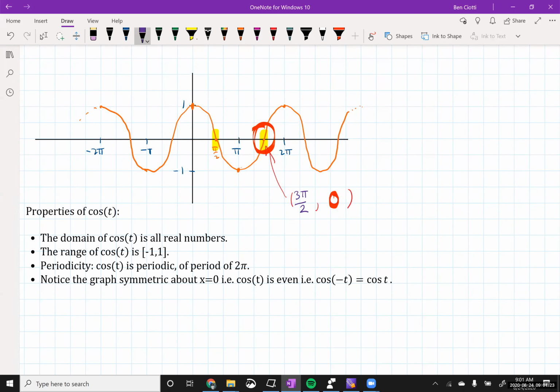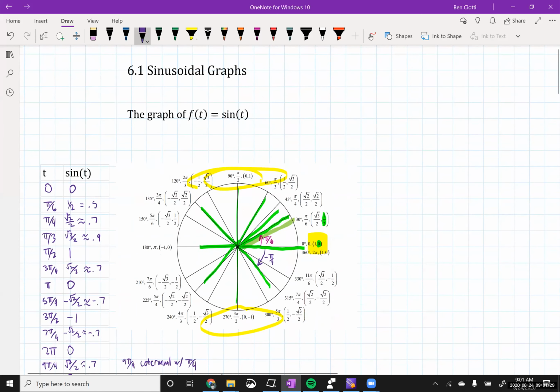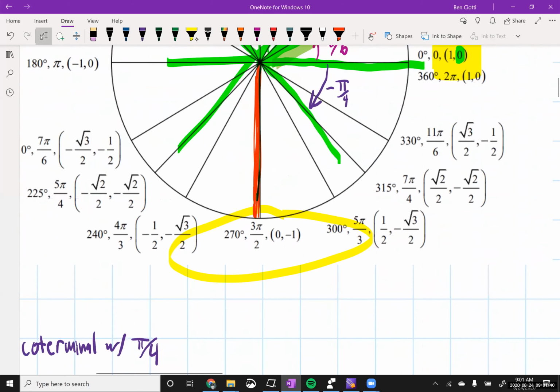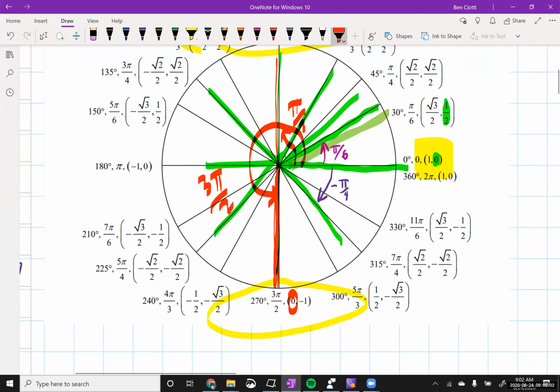That would be, if we go up to the unit circle for a moment, at 3 pi over 2, the x value is 0. So that's the second 0 of cosine. The first one happens at pi over 2, and the second one happens at 3 pi over 2. And then they just repeat every 180 degrees.